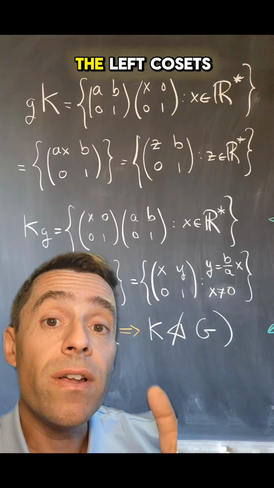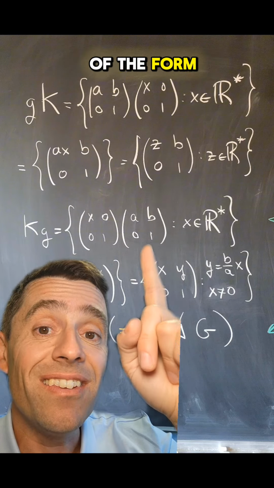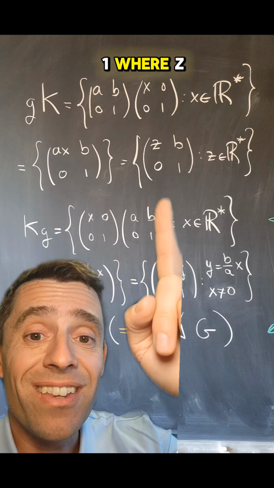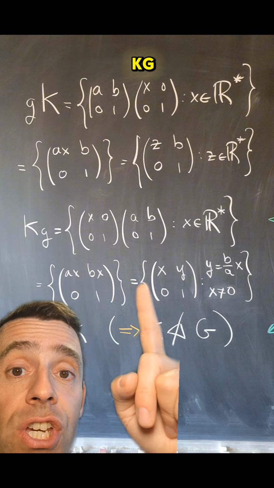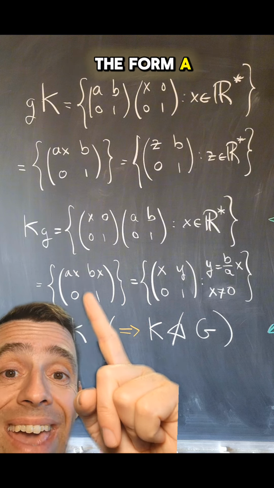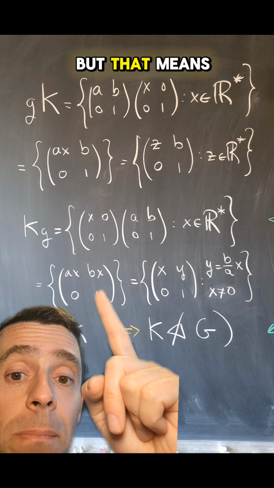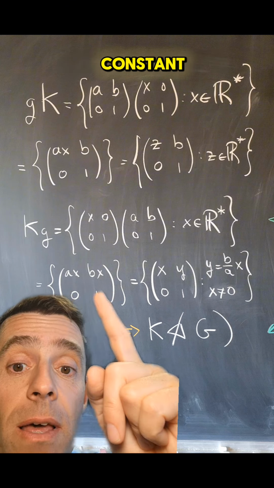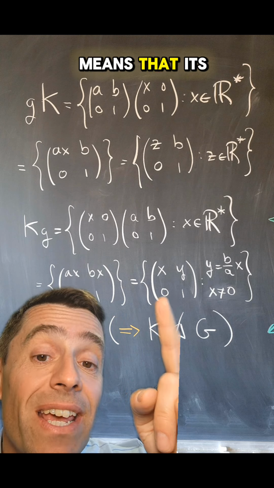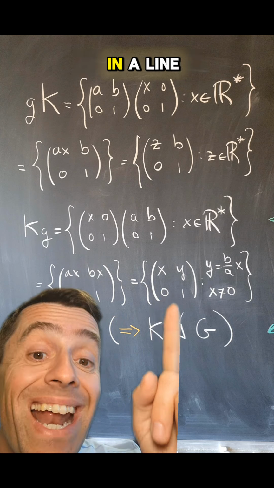Now let's try to find what the left cosets and right cosets are for K. G times K will be matrices of the form (Z, B; 0, 1), where Z runs over non-zero real numbers and B is fixed. However, when you try to compute KG, what you get is matrices of the form (AX, BX; 0, 1), where X is running over all non-zero real numbers, but that means that BX divided by AX, so this corner divided by that corner, is always constant B divided by A. So that means that it's matrices (X, Y; 0, 1), where X, Y are points in a line Y equals B over A times X, with X non-zero.